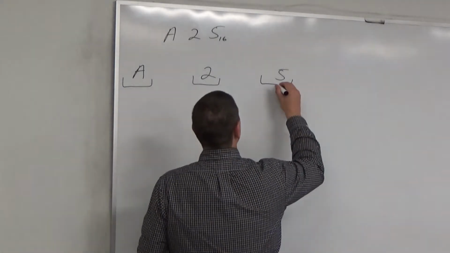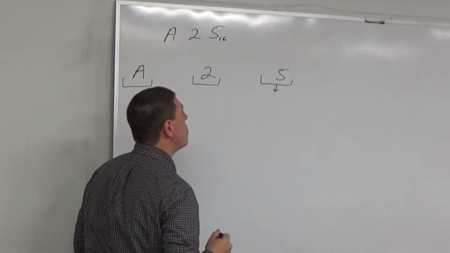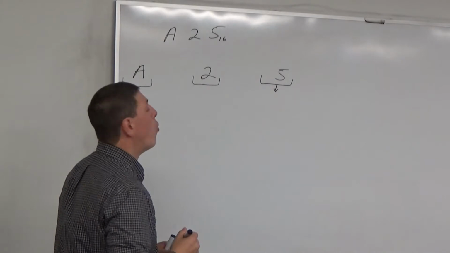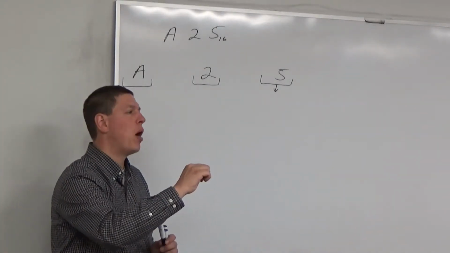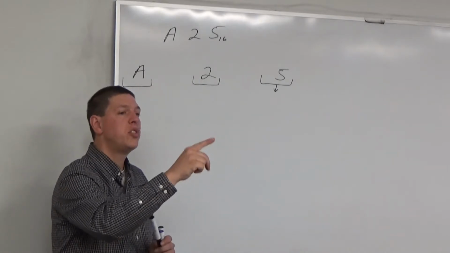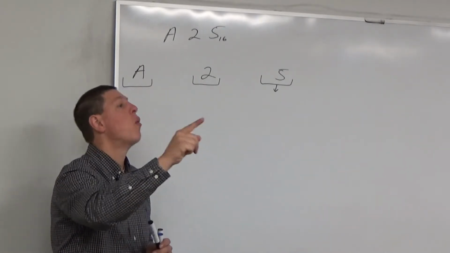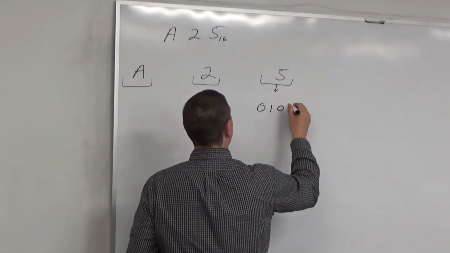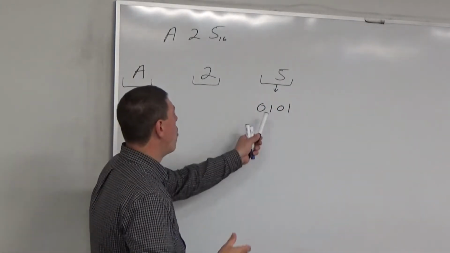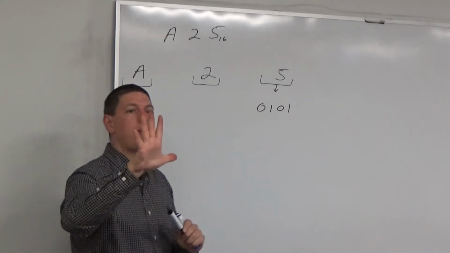So 5. If I want to convert 5 into binary, what permutation of 4 bits is going to give me 5 in binary? 0, 1, 0, 1, right? Does that make sense, guys? That's going to be 4 plus 1, which is going to be 5.